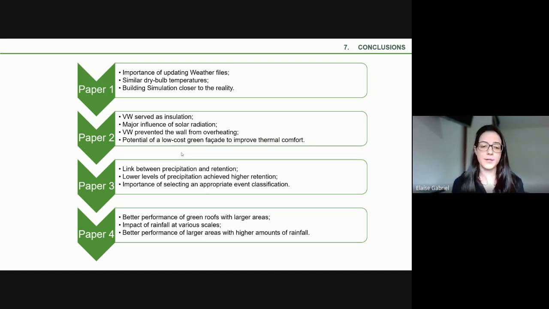I also brought here the findings of the fourth paper, even though I did not present it, to show that similar results were found, in agreement with the third paper, where green roofs with larger surface area outperformed smaller roofs in terms of rainfall retention.